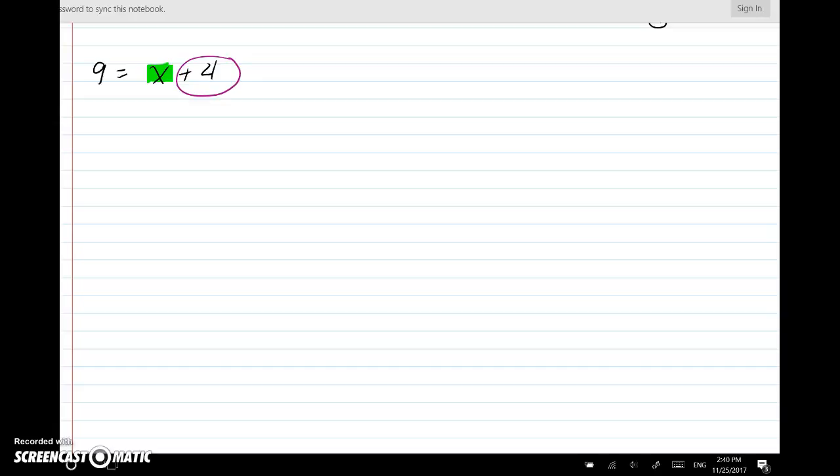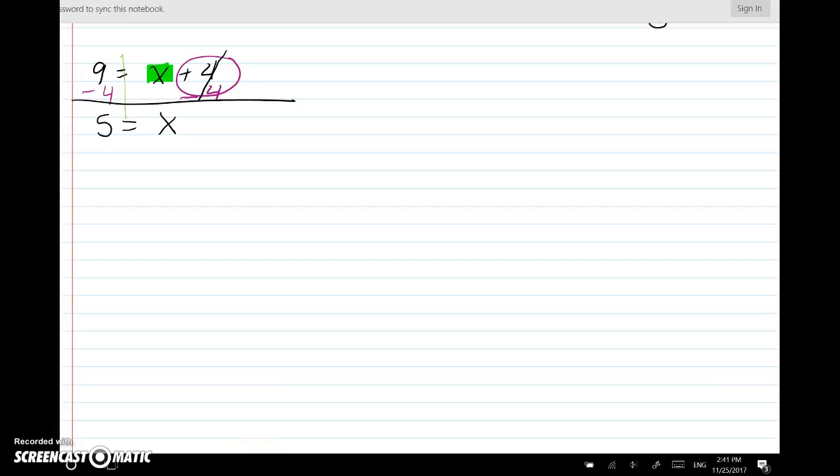We want to get it to 0. What do I do to positive 4 to get it to be equal to 0? I have to subtract 4 or add negative 4. What I do to one side of the equation, I have to do to the other. So I'm going to subtract 4 from the other side. My 4's cancel each other out or equal 0, so I don't have to write them. I have x equals 9 minus 4 is 5.